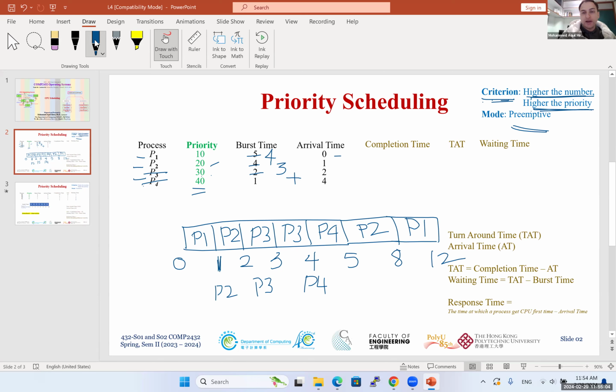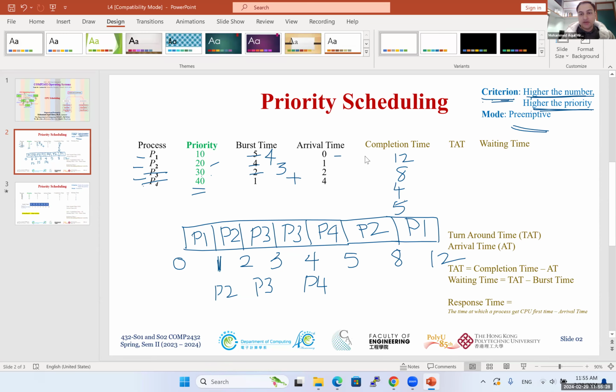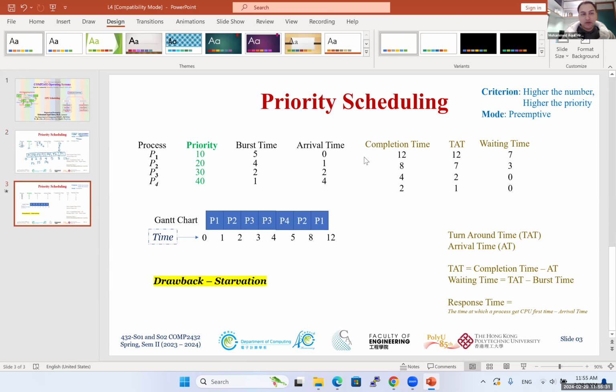Once it is done, you can calculate the completion time. What is the completion time for P1? It is 12. And what is the completion time for P2? It is 8. And what about P3? P3 is 4 and P4 is 5. Now, once you do that, you can calculate the turnaround time and the waiting time for the priority scheduling algorithm. I have already solved this, so you can simply make a note of it and then verify the numbers.